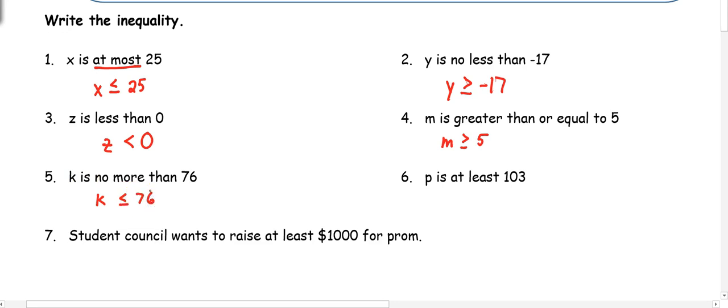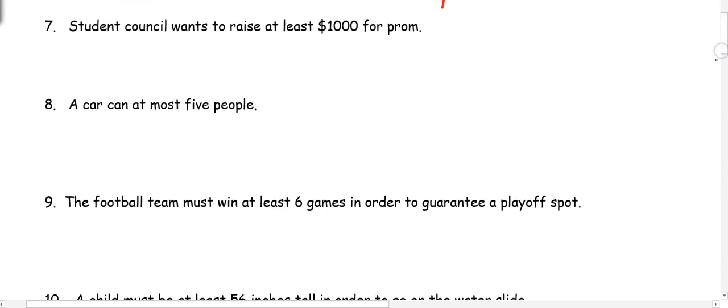Number 6. P is at least 103. So at least is our phrase there, and that's the lowest number it could be. So we have P is greater than or equal to 103. Number 7, student council wants to raise at least $1,000. So we're looking for that key phrase of at least, and then we can pick any variable we want. So I'm going to say M at least means it's greater than or equal to $1,000.